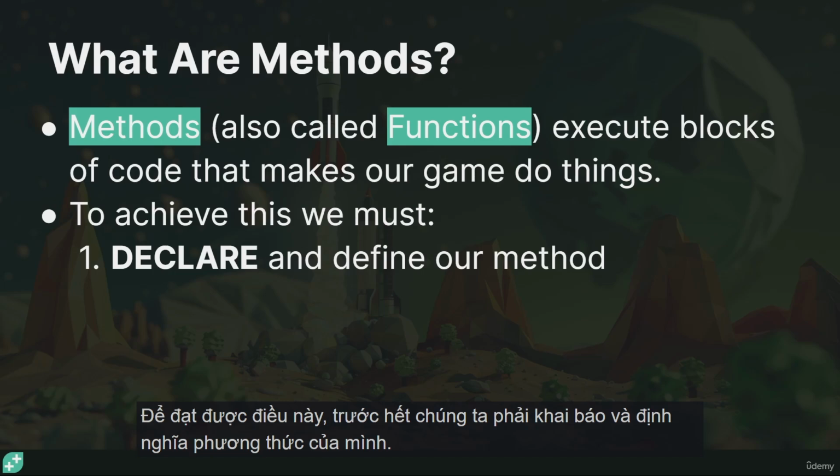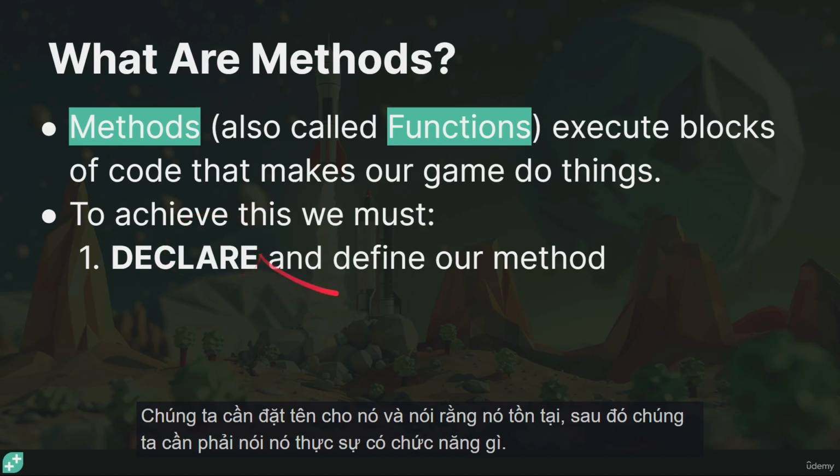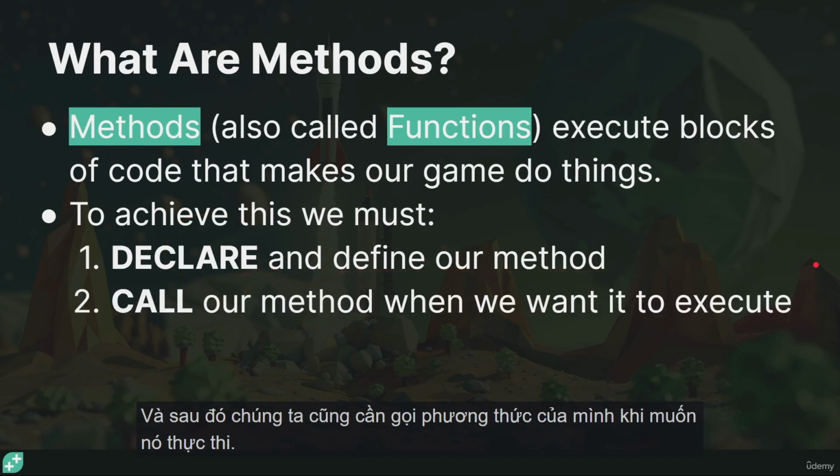To achieve this, we must, first of all, declare and define our method. We need to give it a name and say it exists, and then we need to say what it actually does. And then we also need to call our method when we want it to execute.